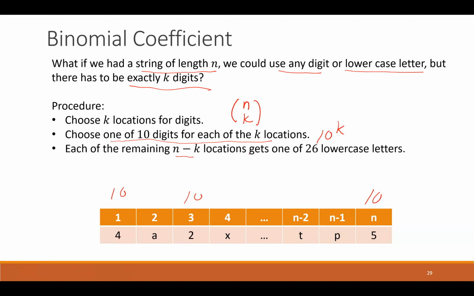All of the remaining locations get one of 26 lowercase letters. So I have 26 to the n minus k, the same as I had before. Well, not with digits, though. Okay, so now, using the product rule and binomial coefficients and the things that we know, I get this as the answer.